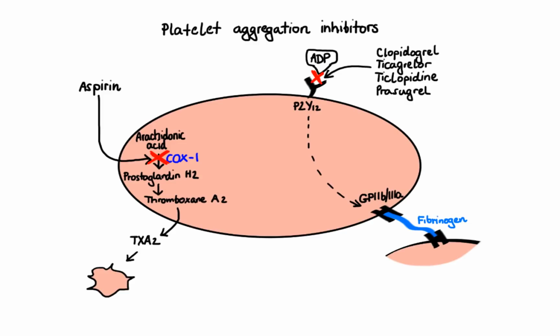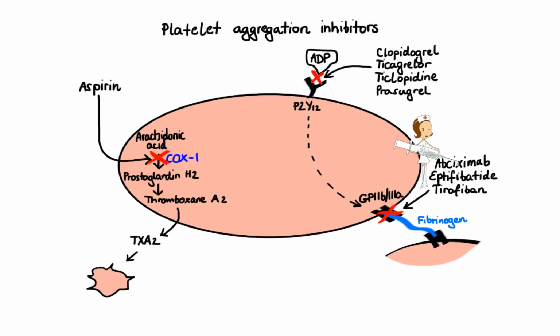Next, we have glycoprotein 2B3A receptor blockers, namely abciximab, eptifibatide, and tirofiban. These agents simply inhibit platelet aggregation by binding to the glycoprotein 2B3A receptors on platelets, thus preventing fibrinogen from binding to platelets and making them unable to cross-link. Unlike the other drugs that we discussed so far, glycoprotein 2B3A inhibitors are administered only intravenously.